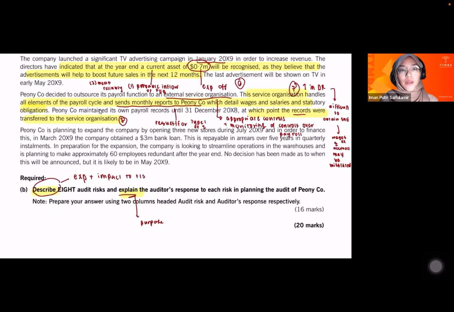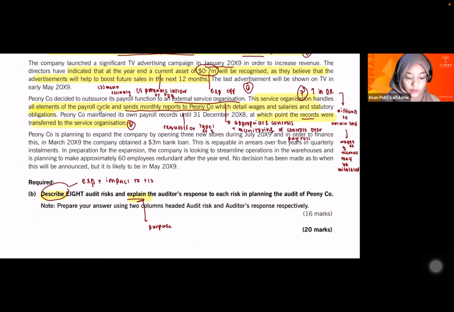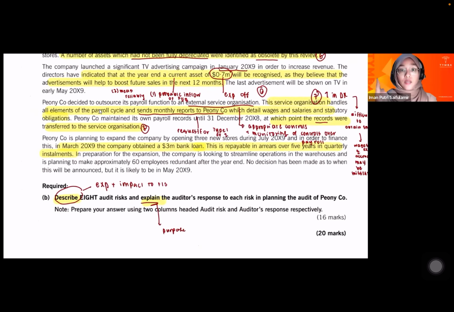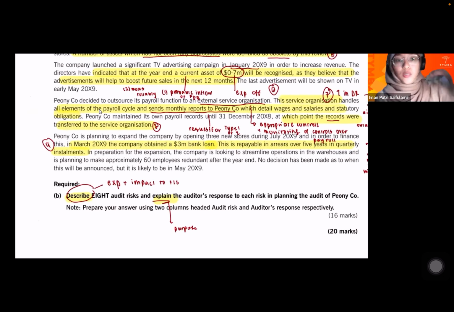Next point is they are planning to expand the company, and in order to finance this, in March 20X9, the company obtained a 3 million bank loan. This is repayable in arrears over 5 years in quarterly installments. Okay, so you guys should be a pro at this, right? What can we talk about this? What is the explanation for this loan? Why is this an audit risk to us?